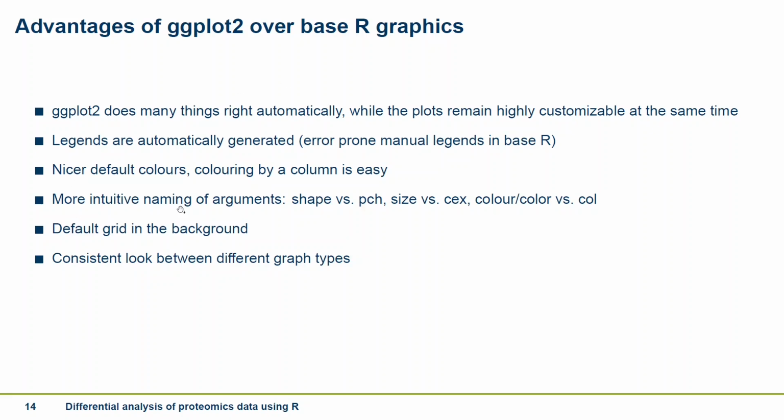You also have a more intuitive naming of arguments. For example, in ggplot2, if you want to change the shape of dots, it's called shape, while it's called PCH in base R. Also, for example, if you want to change the size, it's called size and not CX. For color, you can use the British or the American spelling, while in base R graphics it's just called col. You have a default grid in the background. That's not that easy to do in base R, and you also have a really consistent look between different graph types.